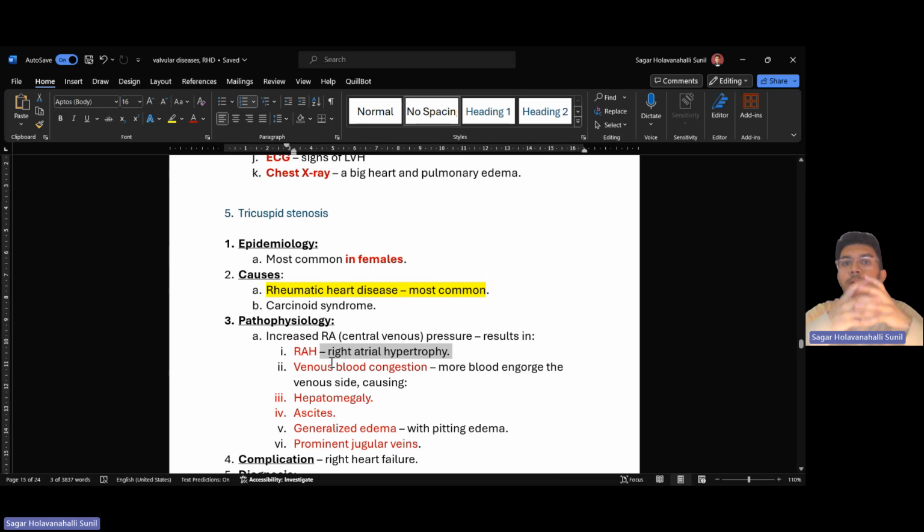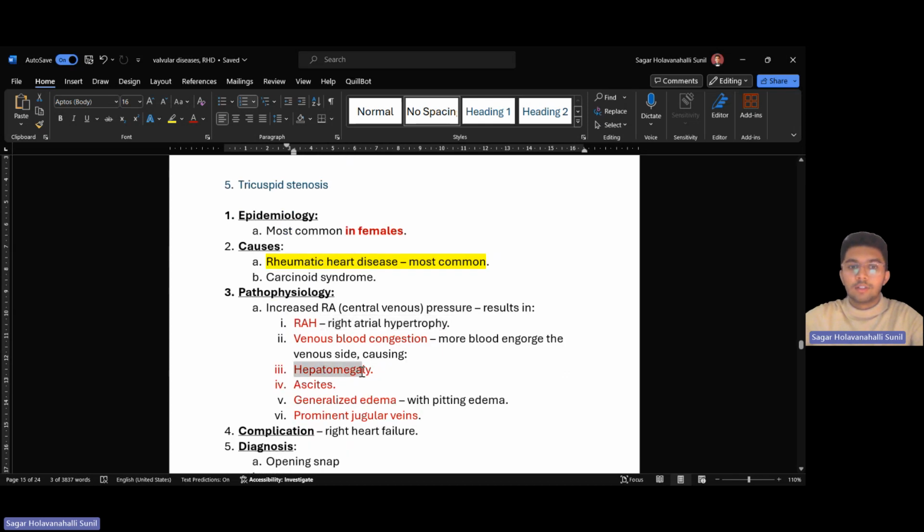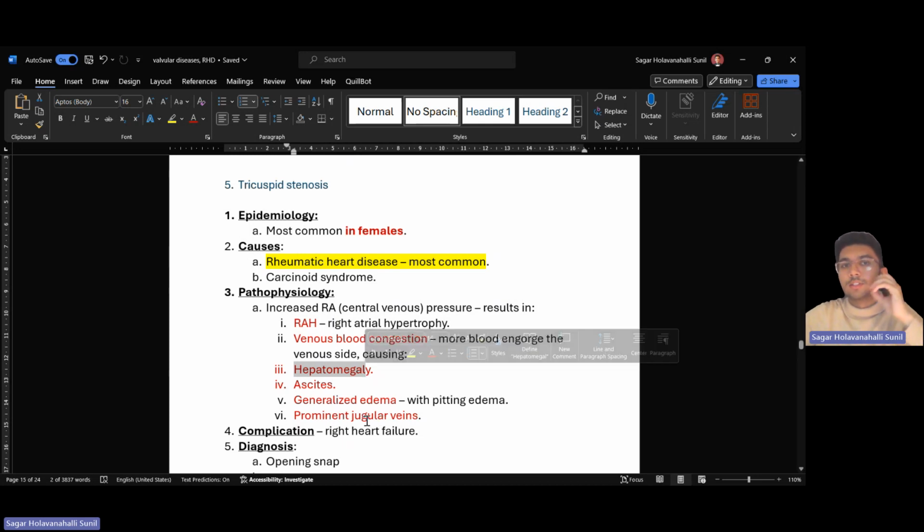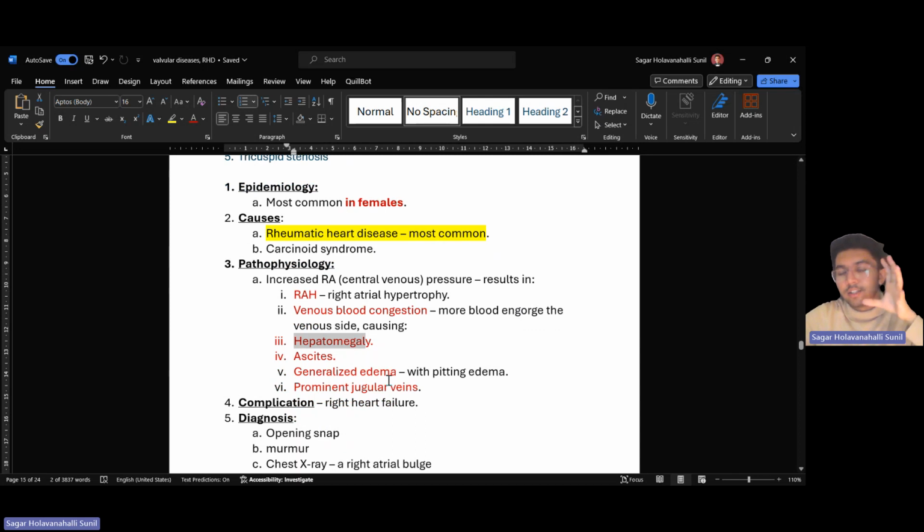And because the blood from the vena cava cannot enter the right atrium, or rather it's difficult for it to enter, there'll be congestion of the blood in the venous system. This can cause the veins to get engorged with blood. This can cause hepatomegaly because there'll be increased pressure within the portal vein. It can cause ascites. It can cause generalized edema with pitting edema, especially at the legs, and of course prominent jugular veins because of this increased pressure in the right atrium.